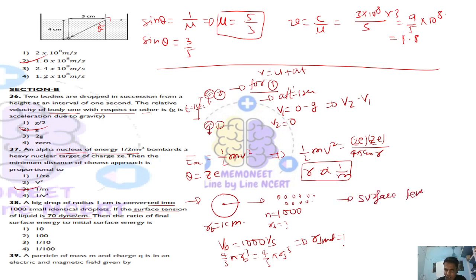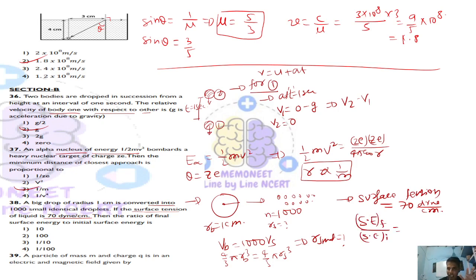Surface tension is given as 9 per centimeter. The question is just asking about the ratio of the final surface energy upon the initial surface energy. I think you don't need to calculate everything.